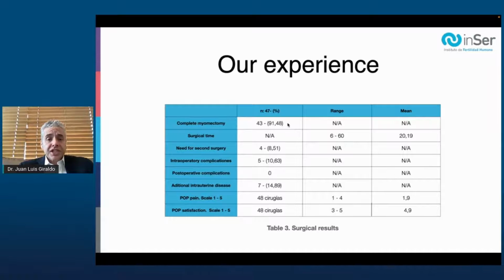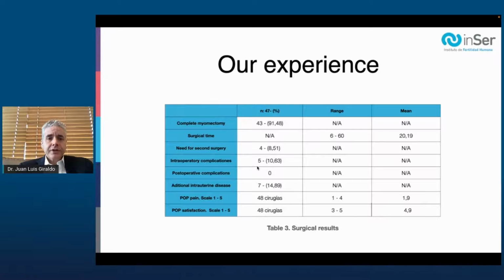We could successfully perform a complete surgery, a one-step procedure, in 43 out of 47 patients. In 4 patients, the surgical time ranged from 6 minutes to 60 minutes, with an average time of 20 minutes. So you really diminish the surgical time compared to conventional resection. We needed a second surgical step in 4 patients, in 8.5% of the patients.